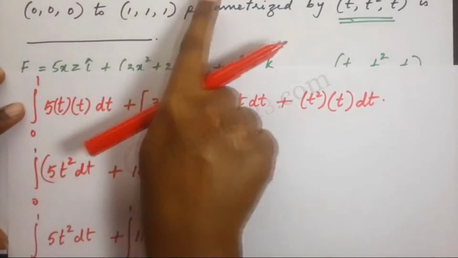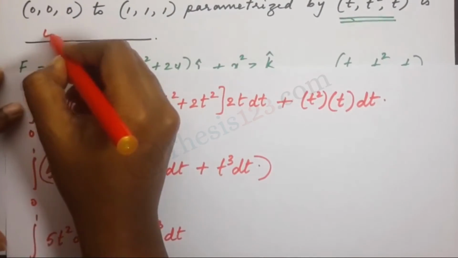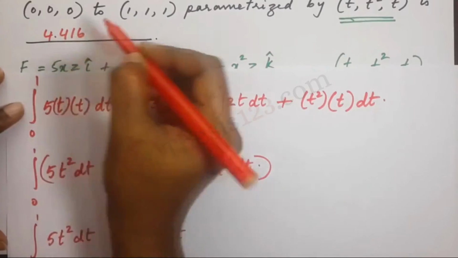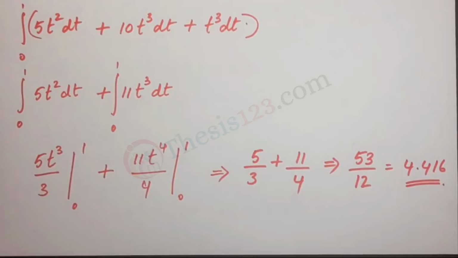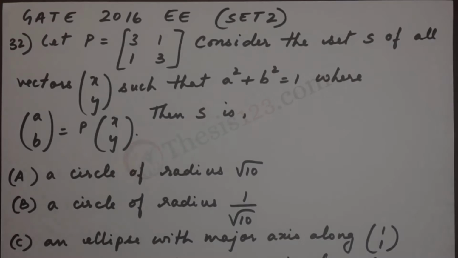Okay, so the line integral of the vector field is 4.416. That's our final answer. I hope it has helped.